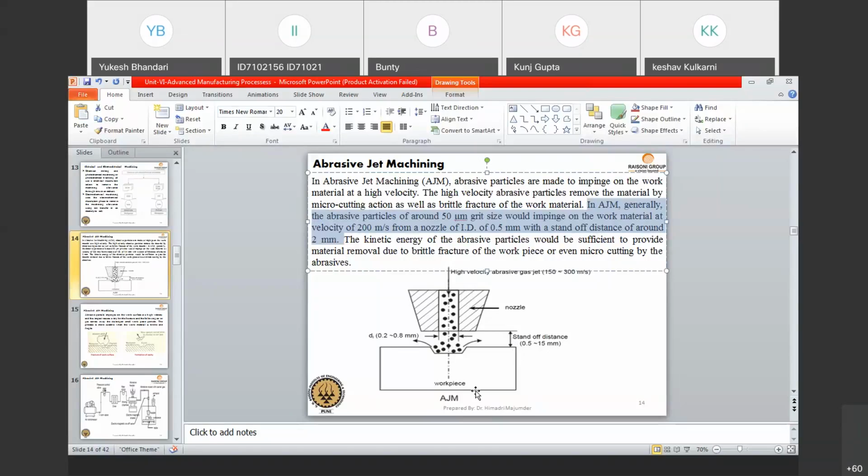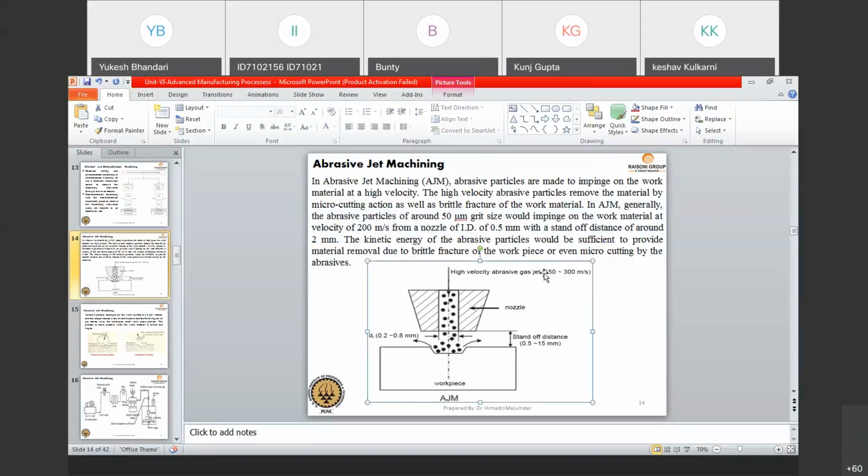Then the nozzle diameter is 0.2 to 0.8 mm. On average you can say 0.5 mm, or you can write 0.2 to 0.8 mm. Both are correct. And particle size is 10 to 50 micron. And what is the velocity? Velocity will be 150 to 300 meter per second. On average, you can say 200 meter per second.